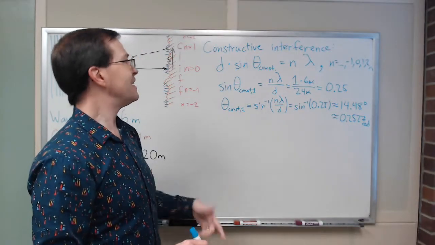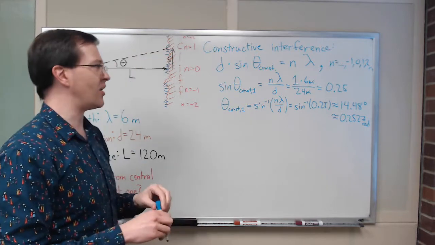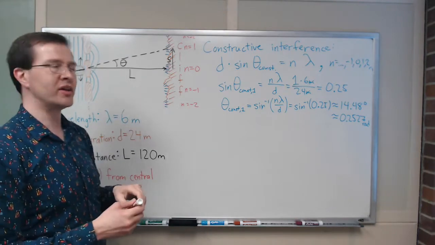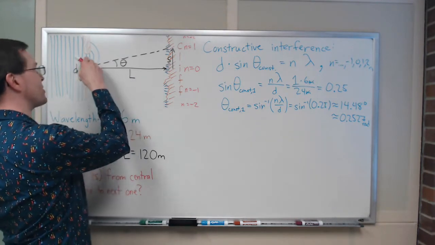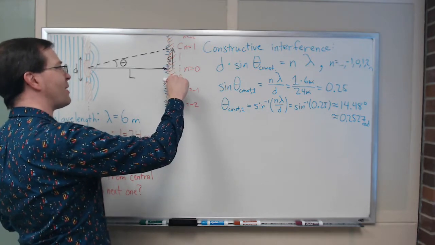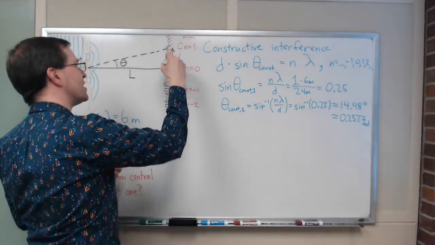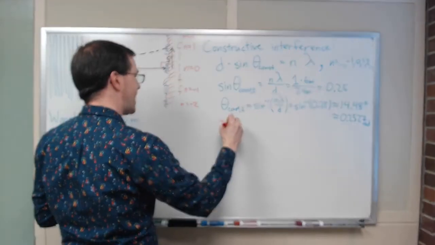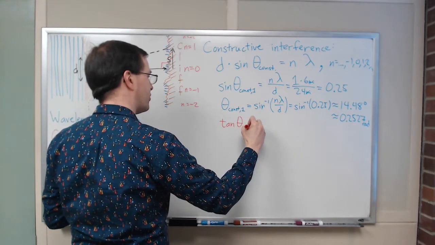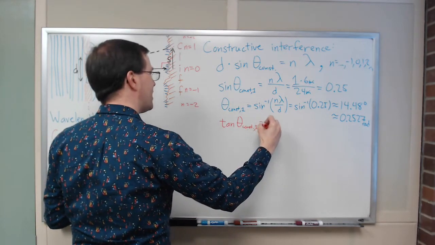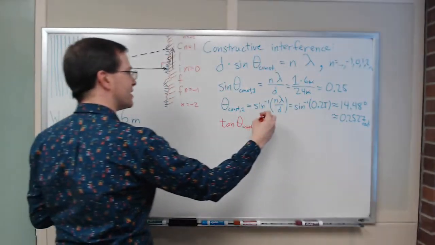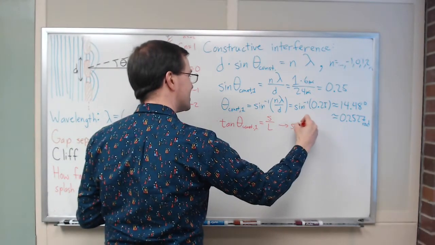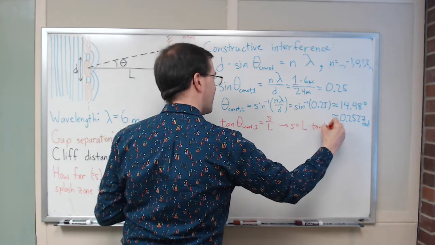So I've got my angle. Now I want to say, well, what's my distance s here? How do I deal with that? To find that distance, I have a right triangle in this picture. I've got my L, my distance from the sources going over to the cliffs that way. I've got my S along the cliffs. This is a right triangle. And so I can immediately say that the tangent of my constructive interference angle number 1 has to be equal to opposite divided by adjacent, S over L. And so I can conclude that S is equal to L times the tangent of theta.